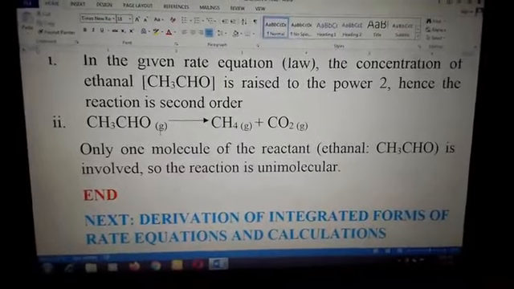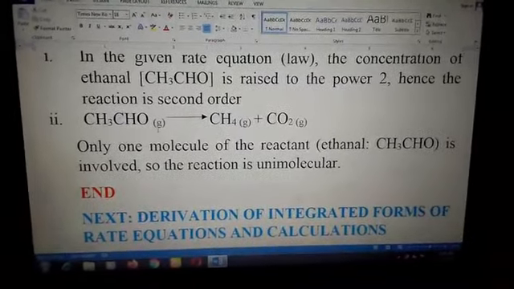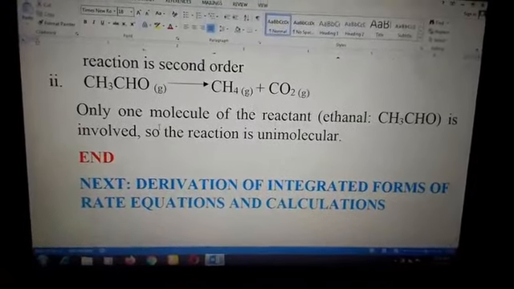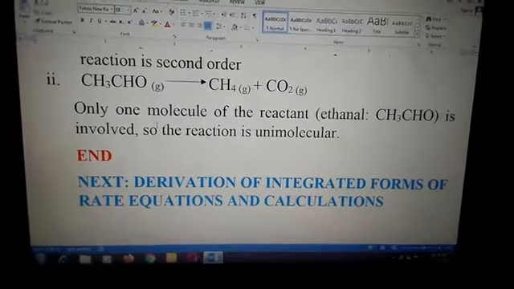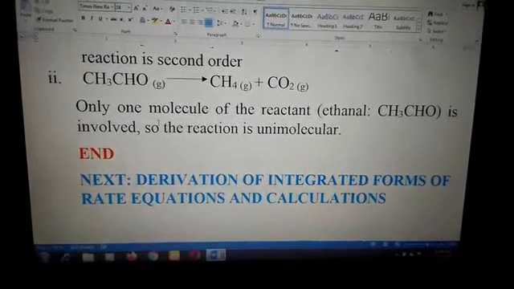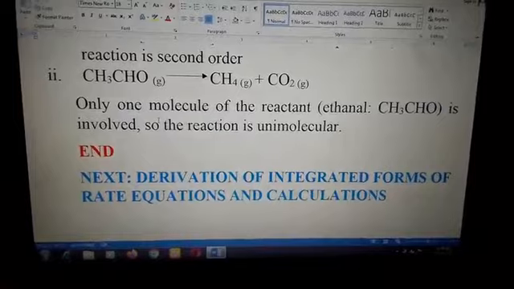So that brings this session of our video to an end. The next tutorial class we're going to have on physical chemistry will be on derivation of integrated forms of rate equations and their subsequent calculations.